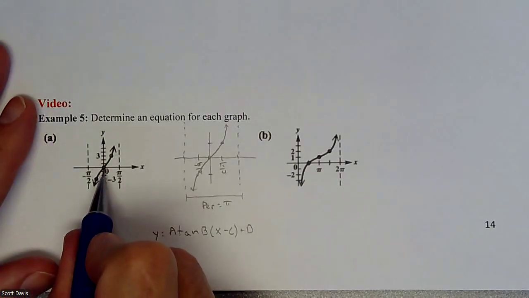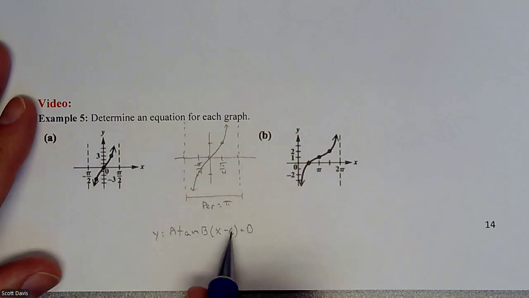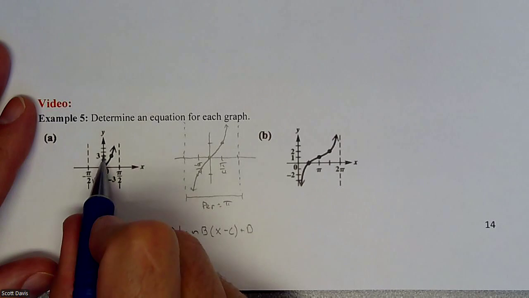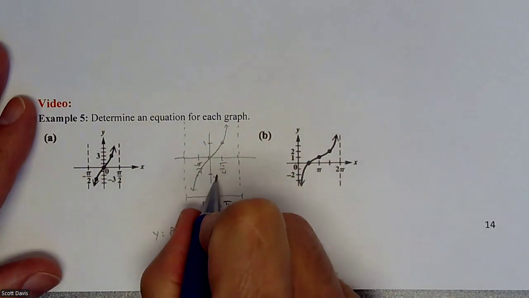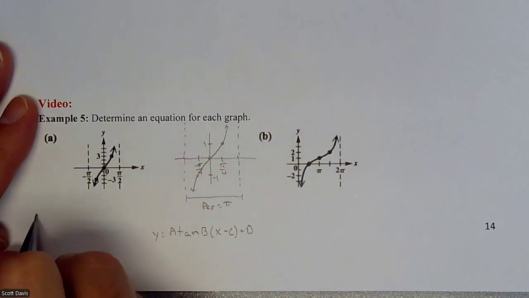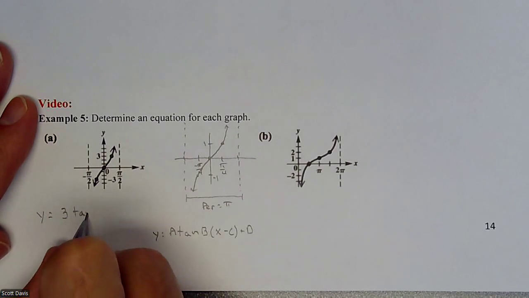So if I'm looking at this one, it definitely has almost the exact same feel as this. So I don't have any left or right, or up and down shifts, right? Do I have a vertical stretch? Yes, because normally that point is at a height of 1 or negative 1, and instead we're at a negative 3 and a positive 3. So far we have a 3 tangent.